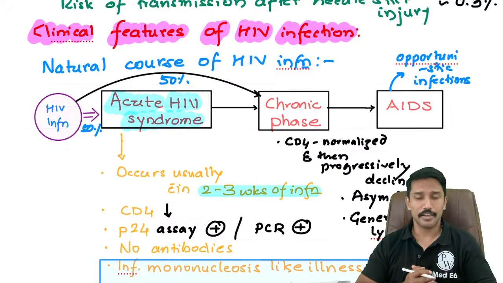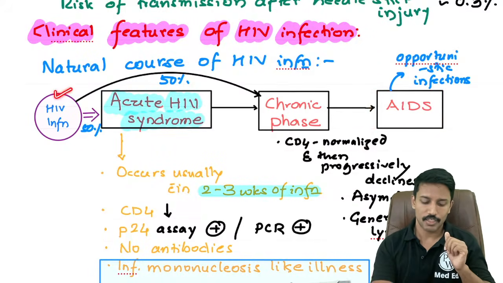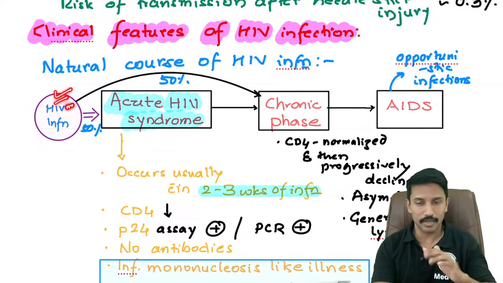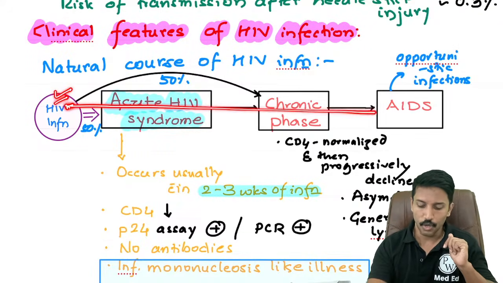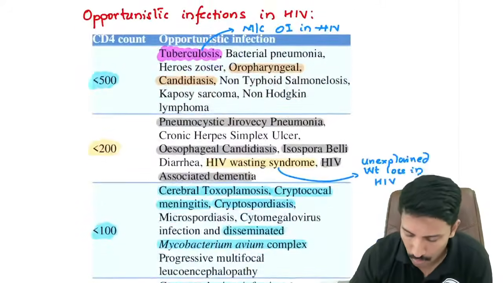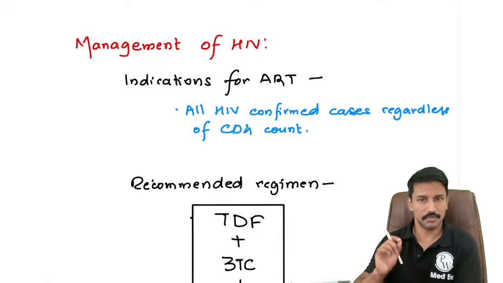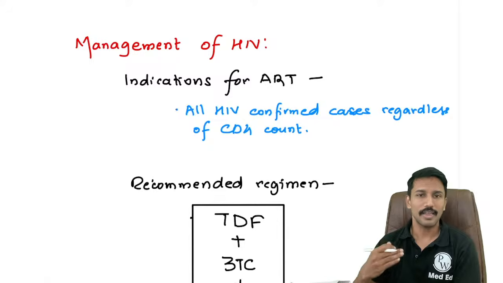So why start antiretroviral drugs once the patient has reached the AIDS stage? Let us start it as soon as the infection is confirmed, so that I can slow down, delay, or completely obscure the chance of this patient progressing towards AIDS, right? So that's why it is now indicated for all patients. Once someone is detected as HIV positive, a confirmed case, they should be started on ART.